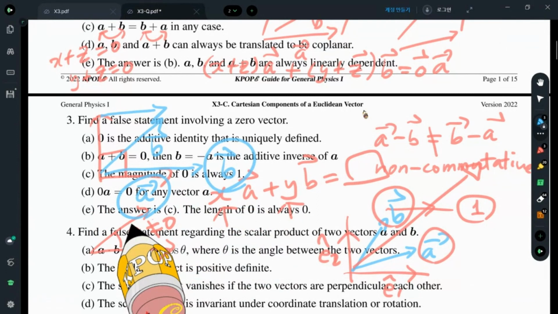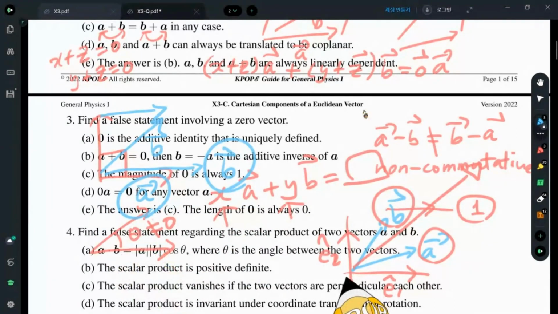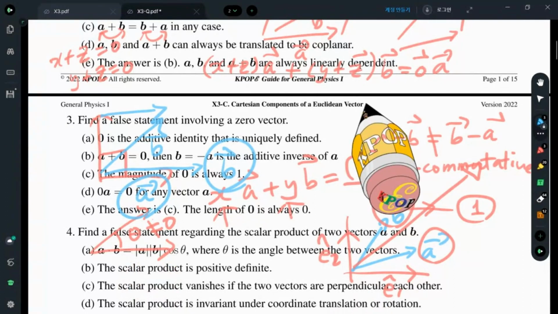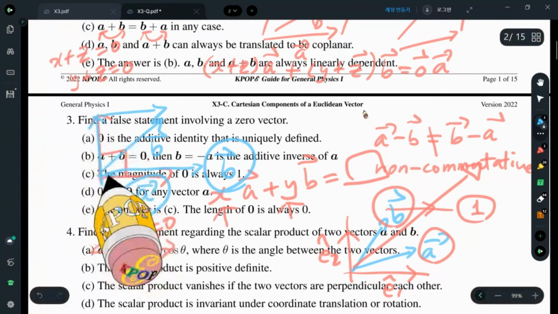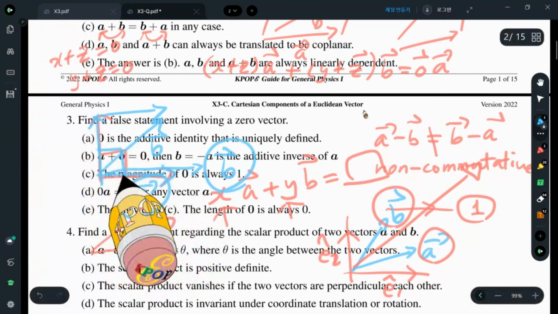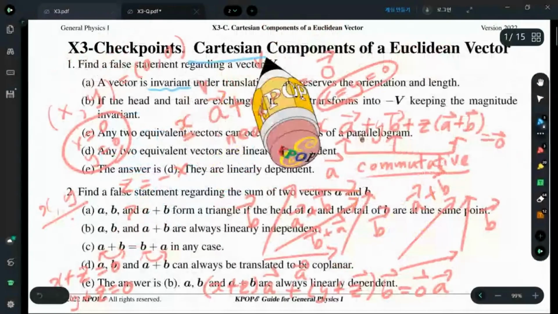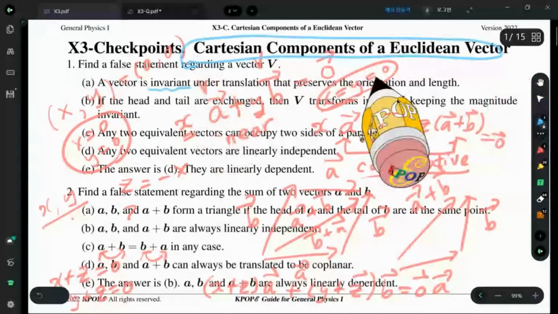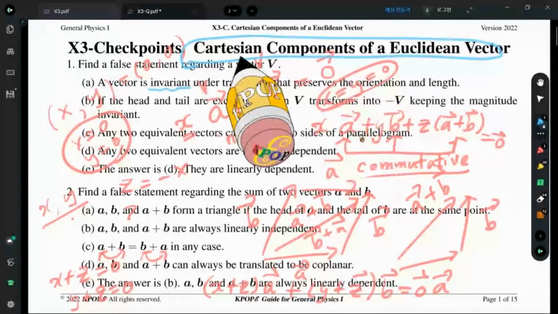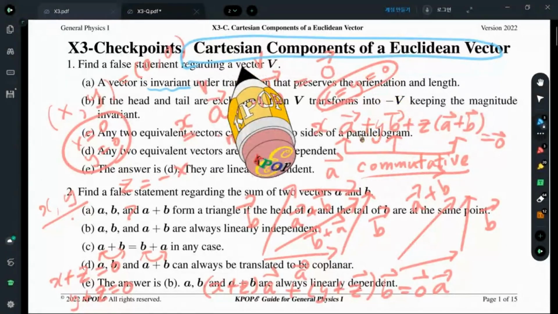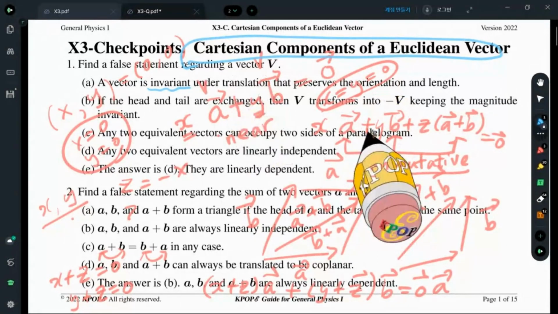Okay? The reason why we study the Cartesian coordinate system is that it is very convenient. They are absolutely perpendicular. Okay? So this chapter is Cartesian components of Euclidean vector. This is a starting point, and you are very familiar with the Cartesian components from elementary school. Sure?